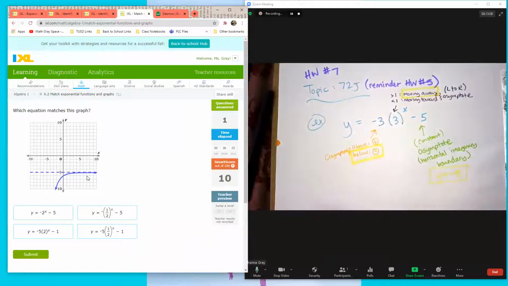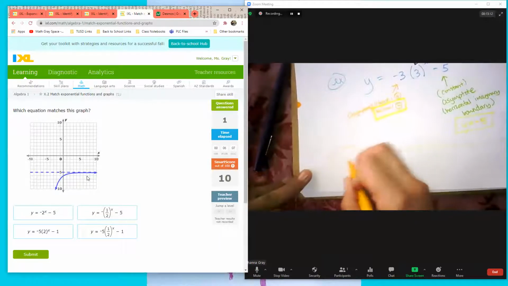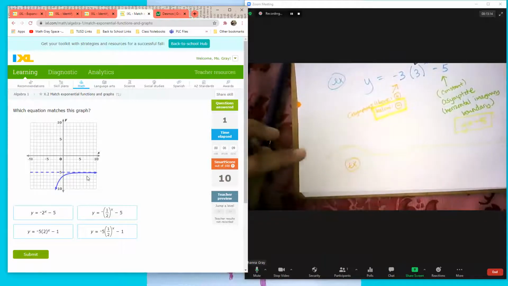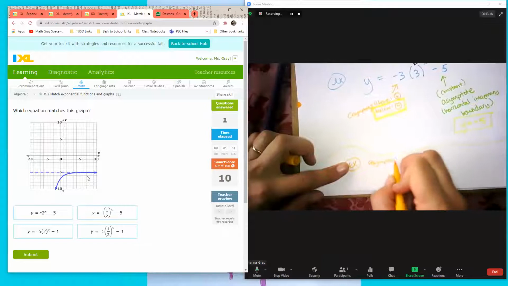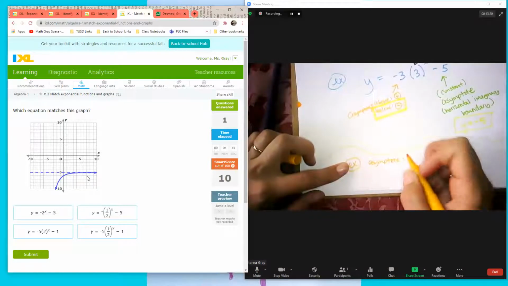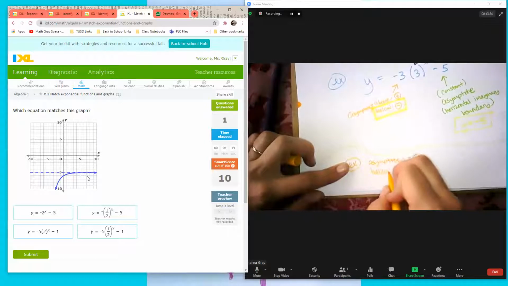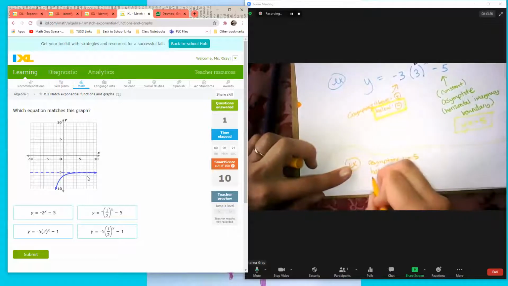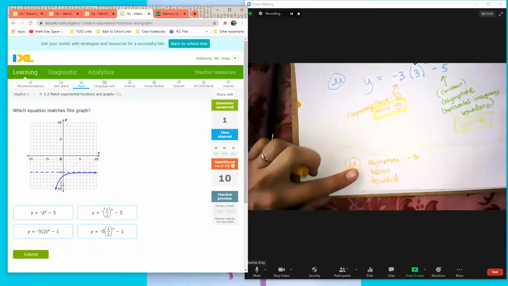All right, so for this one, if I'm looking at this next example here, this one is giving me a graph. So if I'm looking at the graph, it looks like my asymptote, right? That's an important part. That's at -5. It is below, and it is moving toward, right? So it's below the asymptote, and as I move this way, it's getting closer and closer to the line, so it's moving toward it.